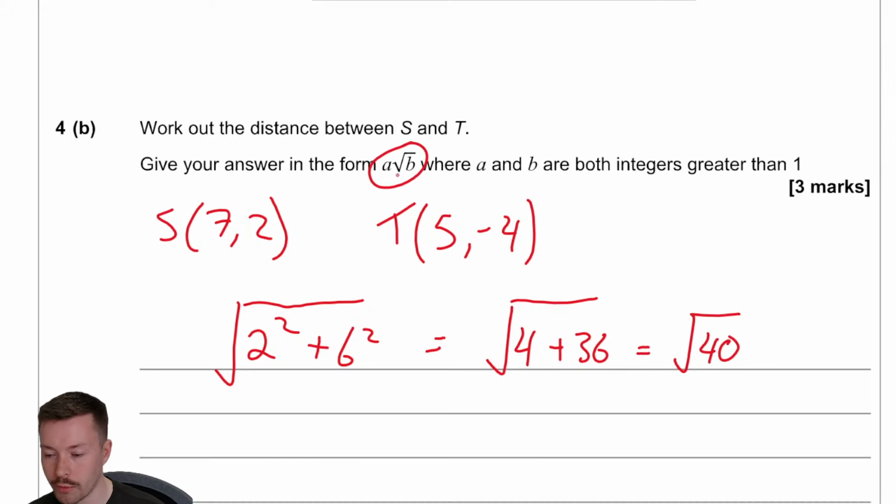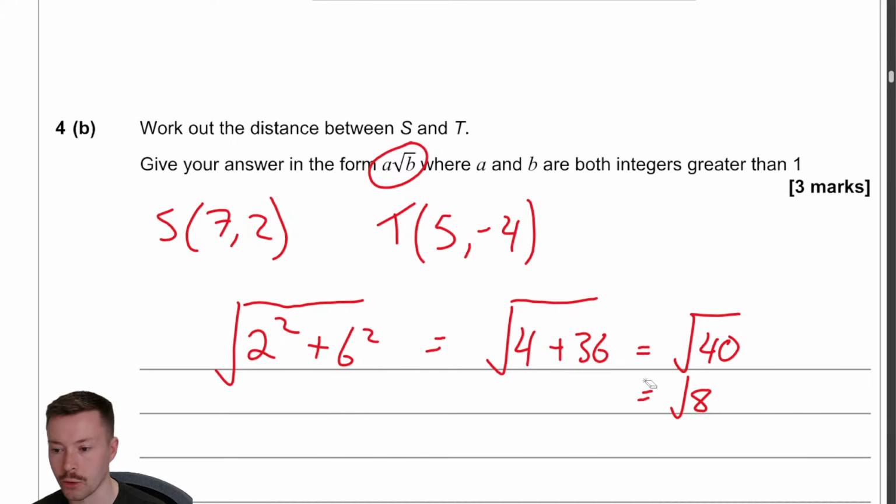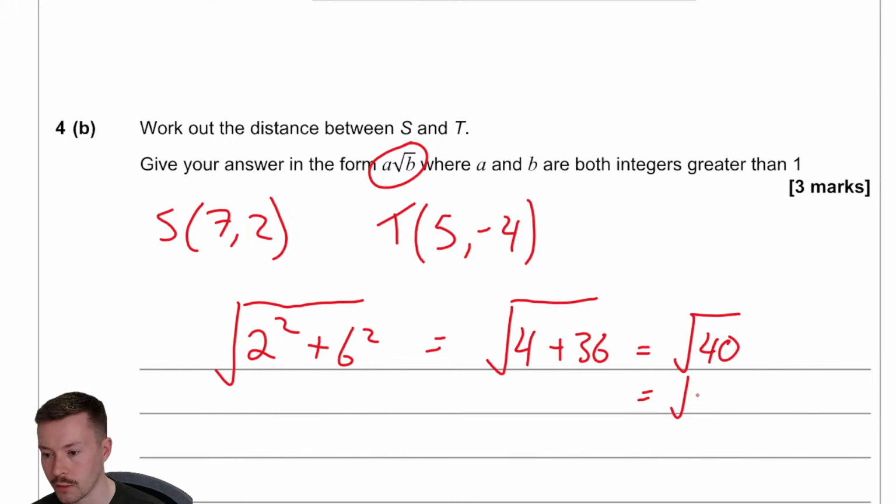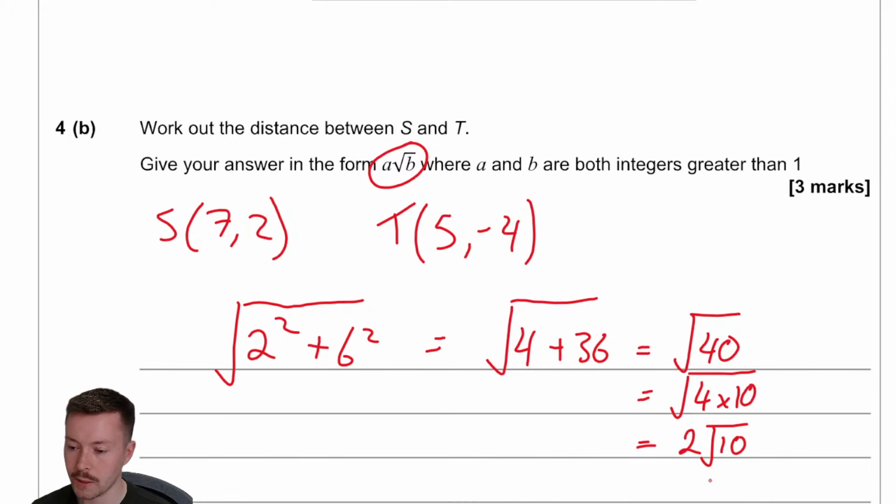Okay, we need to write it like this. So that is going to be, well, 4 times 10 is a bigger one. We can do 8 times 5. None of those are square numbers, ignore me. So 4 times 10, that is going to be it, I think. 4 times 10, because there's no square number that goes into 10. So that would be 2 root 10 is our answer, because there's no, like I say, square number that goes into 10.